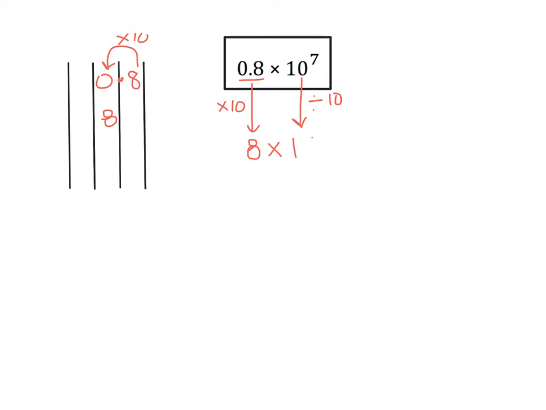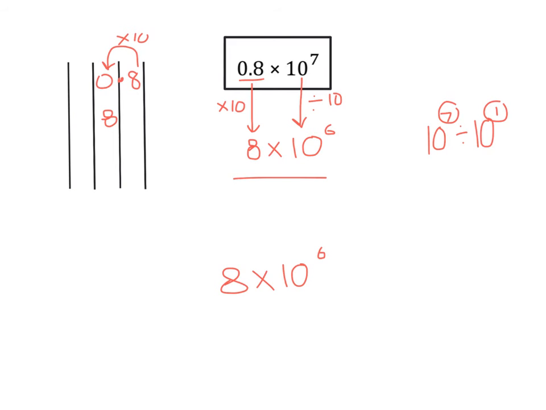It's going to be 8 times 10 to the power of, now 10 to the power of 7 divided by 10. Imagine it's 10 to the power of 1, and we should have learned from our powers of 10 video that the trick is to subtract the powers. So it's going to end up being 10 to the power of 6. So my answer, 8 times 10 to the power of 6.